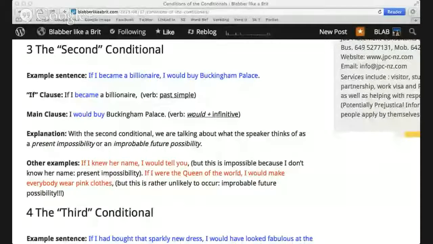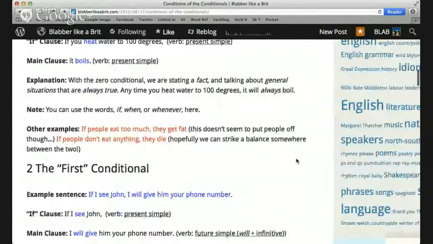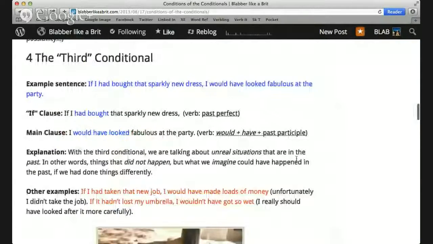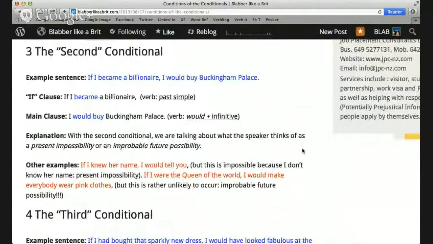I'm just going to share my screen, so hopefully you can all see this. This is a really short description of the second conditional. To put it into context, we have four conditionals: 0, first, second, and third. You can also mix them together, which is sometimes called the mixed conditional, but we'll focus today on the simpler ones. We're going to read this together. If there are any questions, we'll go through them and then we'll start talking about it all.